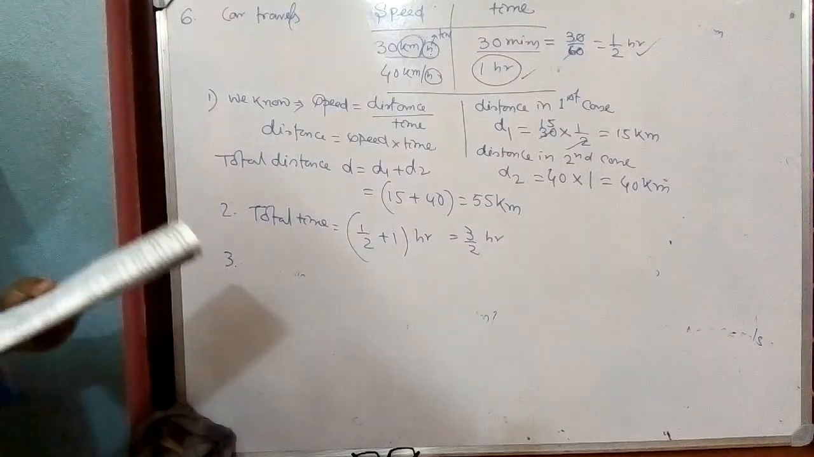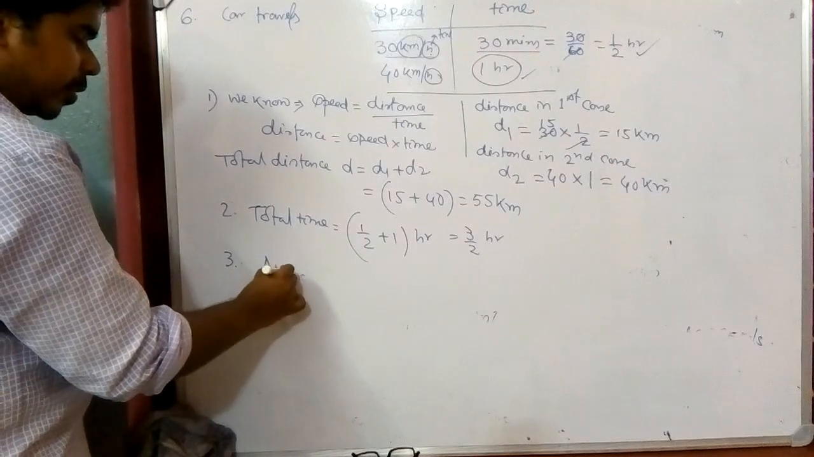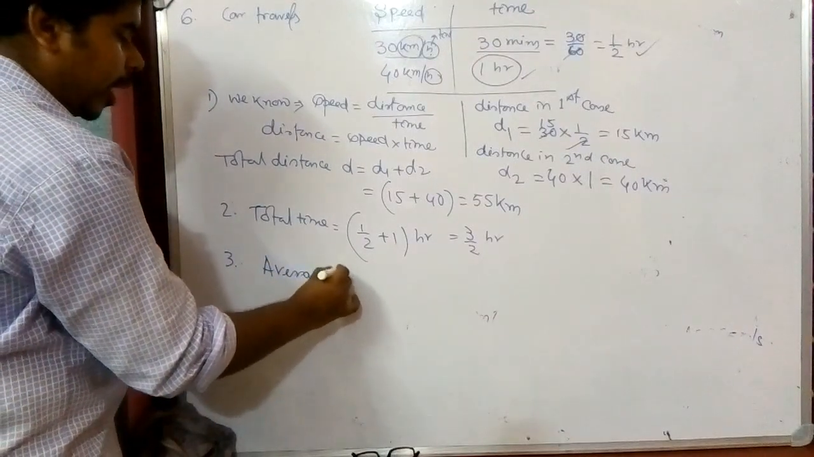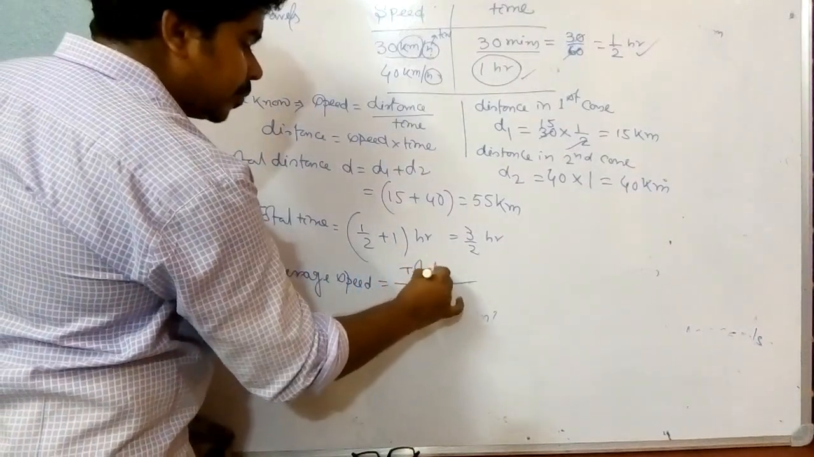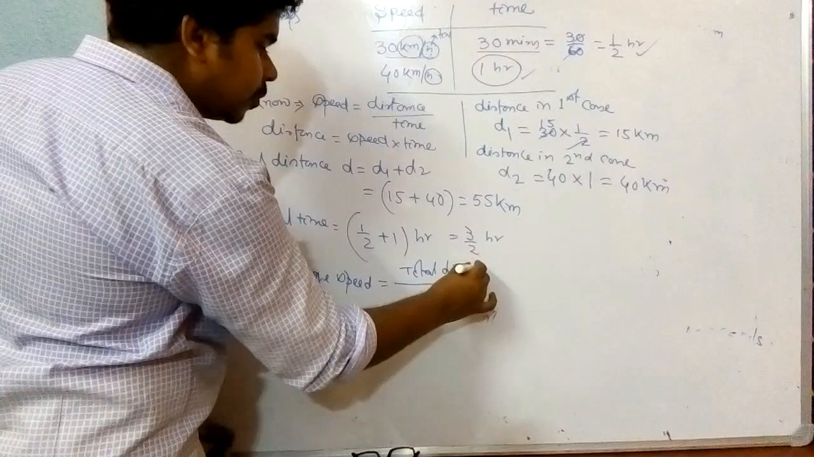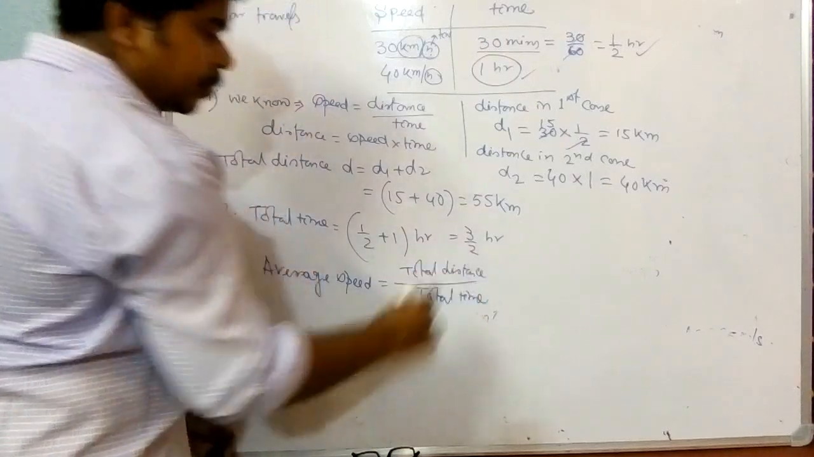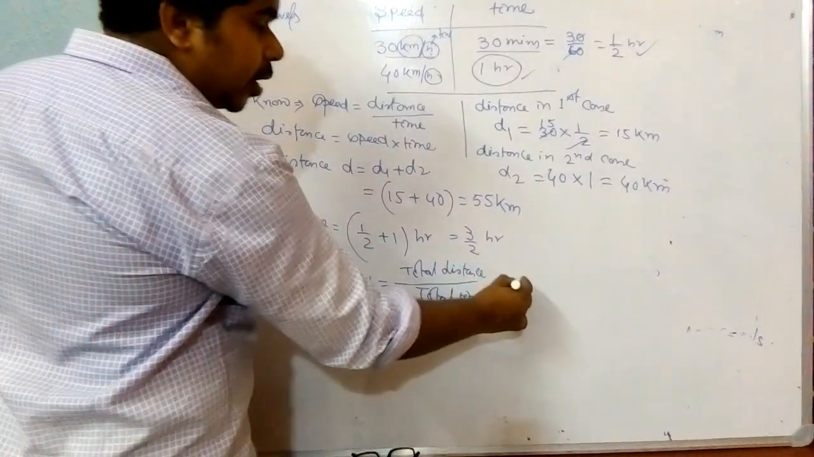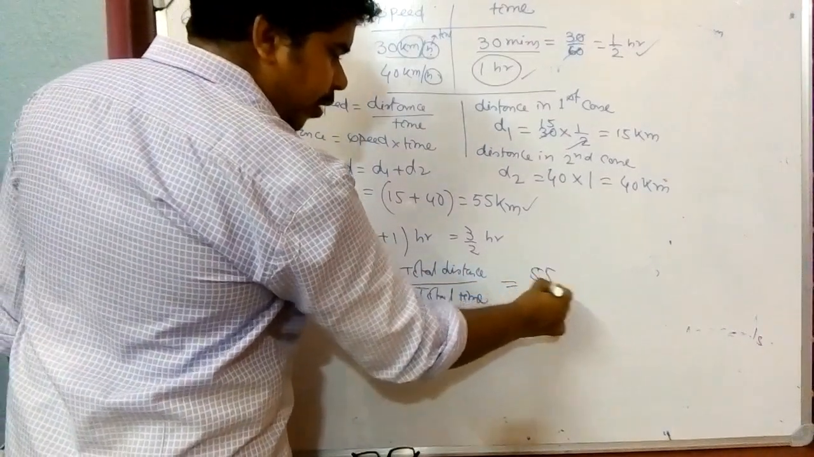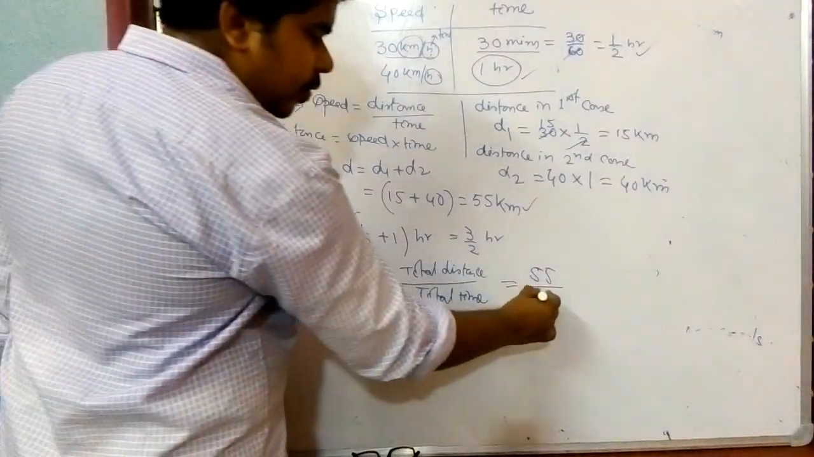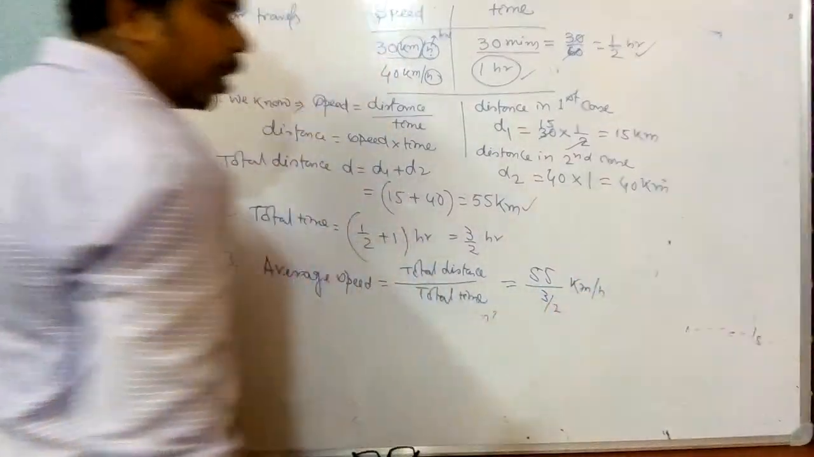Question number 3 is find the average speed of the car. So average speed means total distance by total time. Okay, so what is the total distance covered? We have found it out. 55. So it is 55 kilometers. What is the total time? Now 3/2. So this much kilometer per hour.